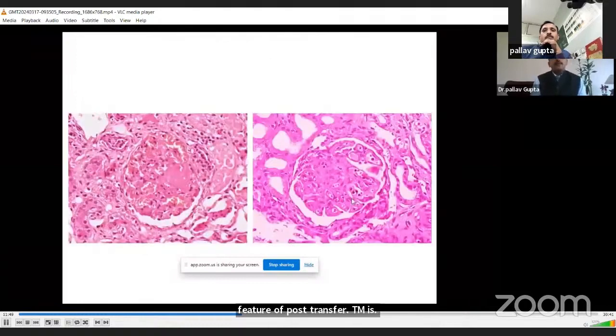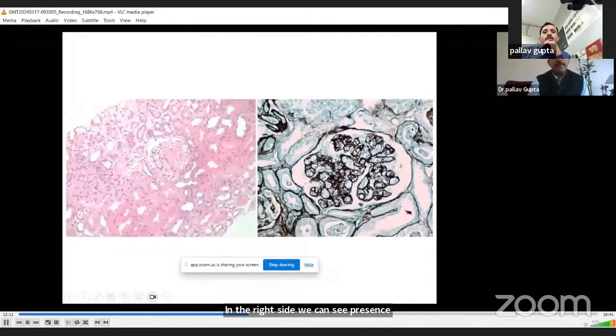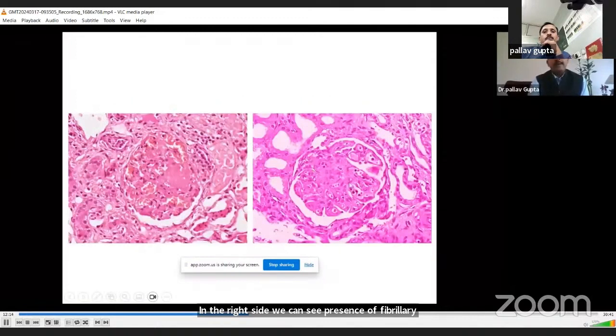Now here in this slide we can see two microphotographs. On the left, we can see fibrin thrombi within the glomerular capillary loop and congested glomerular capillary loops in the surrounding. On the right side, we can see a fibrillary appearance of the mesangium with a solidified appearance of the glomerular capillary tuft, embedded red blood cells and fibrin within the mesangium, and presence of mesangiolysis.